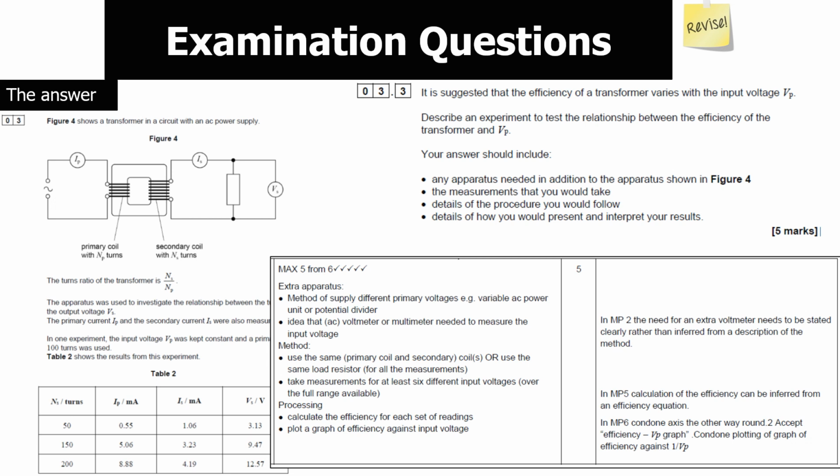Again, remember just your basic ideas of always repeat the values, okay, always remove anomalous results, make sure you've got a wide range of values, okay, and you know what the measuring devices are as well.